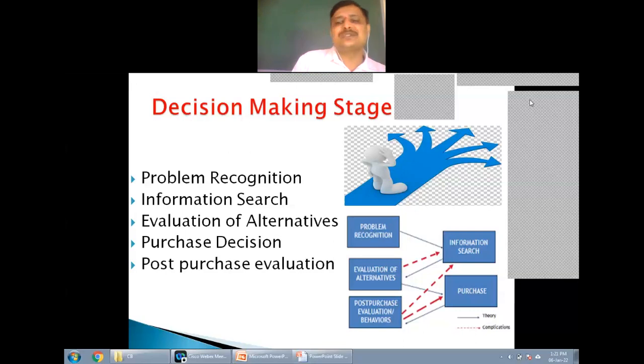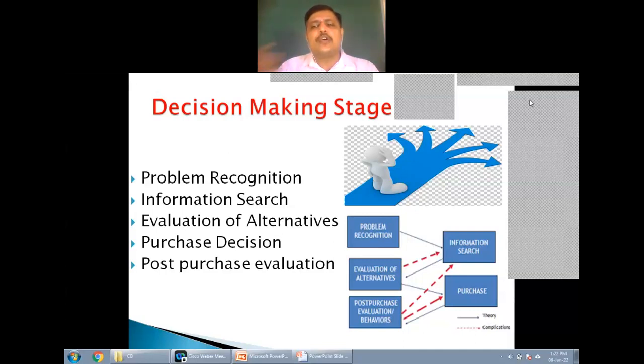Every individual is going to look into post-purchase evaluation. He's going to start evaluating and comparing. Did I take the right decision? Whether my decision was right or wrong? So that evaluation is going to take place. Let us look at the small diagram here.